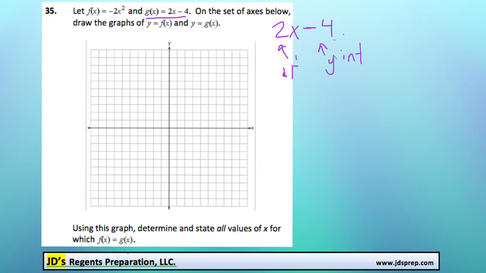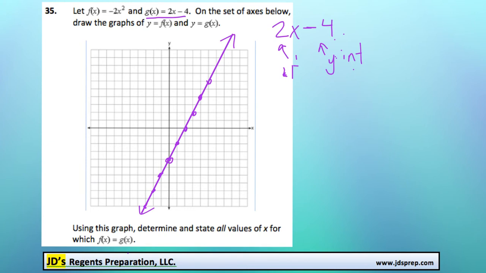So I'm going to start off by plotting that point. So the y-intercept at negative 4 would be right here. And then because of the slope being positive 2, that means we're going to go up 2, over 1 to the right, again up 2, over 1 to the right, and so on. And then we can go down the opposite way as well. Okay, and I'm just going to go ahead and connect those with a line. There we go, and just add a couple arrows on the end.